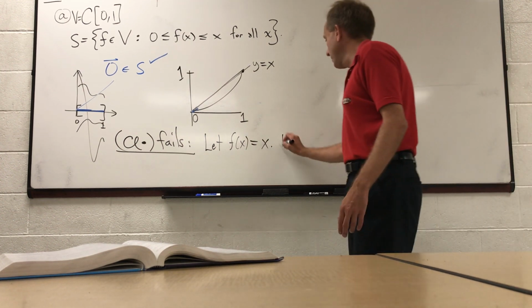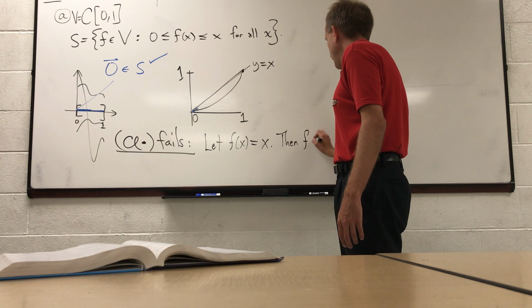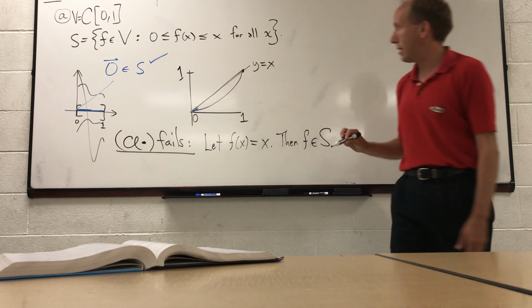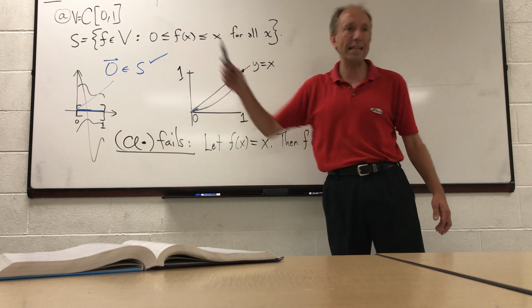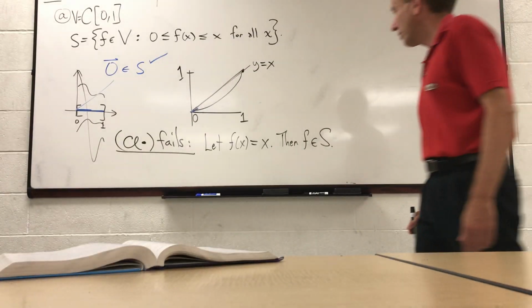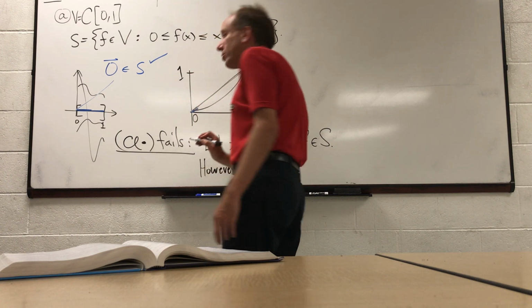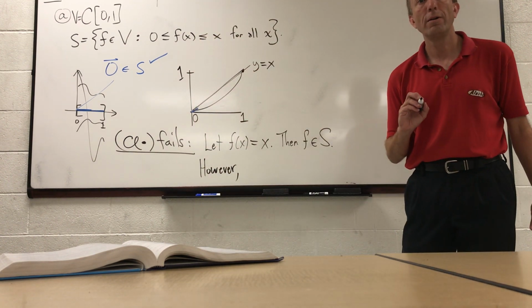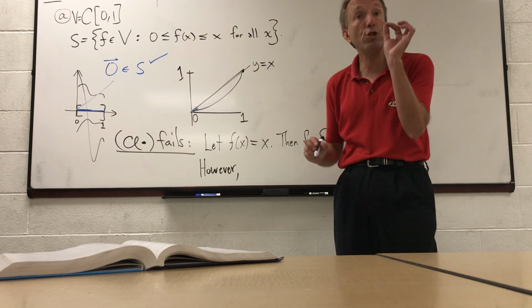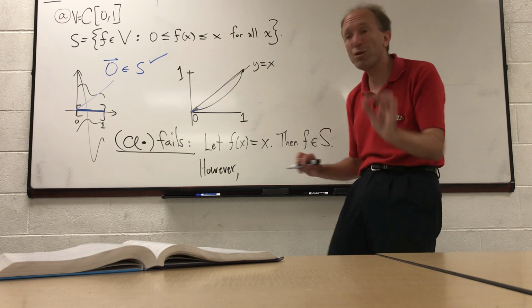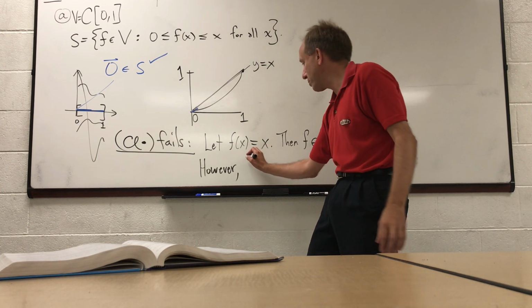Okay? Then f is in S, because obviously if it equals x, then it's less than or equal to x. Okay? However, what scalar multiple do you want me to use? 2. You have to choose a specific one. Don't just write k here. Actually use a specific one.